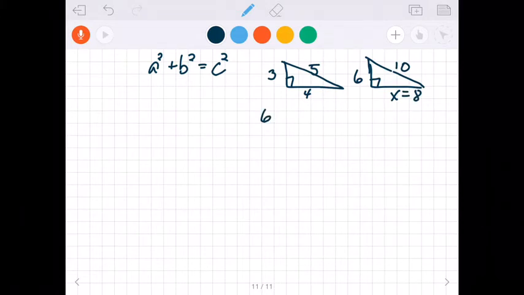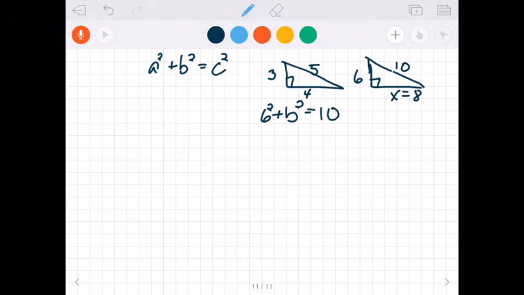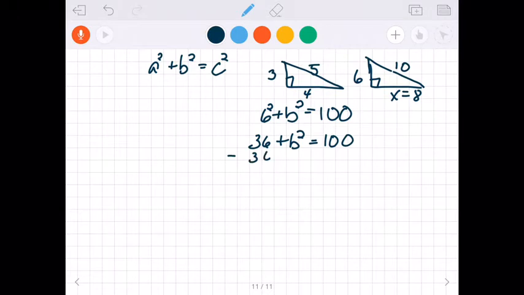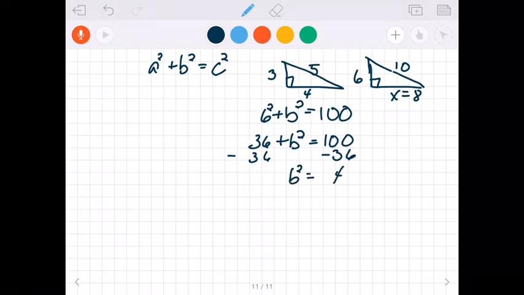So 6 squared, I'm using that for a, plus b squared equals 100, or 10 squared. I don't know why I didn't just write 36. So 36 plus b squared equals 100. If we subtract 36 from both sides, b squared equals 64. If you take the square root of both sides, you find that b equals 8.